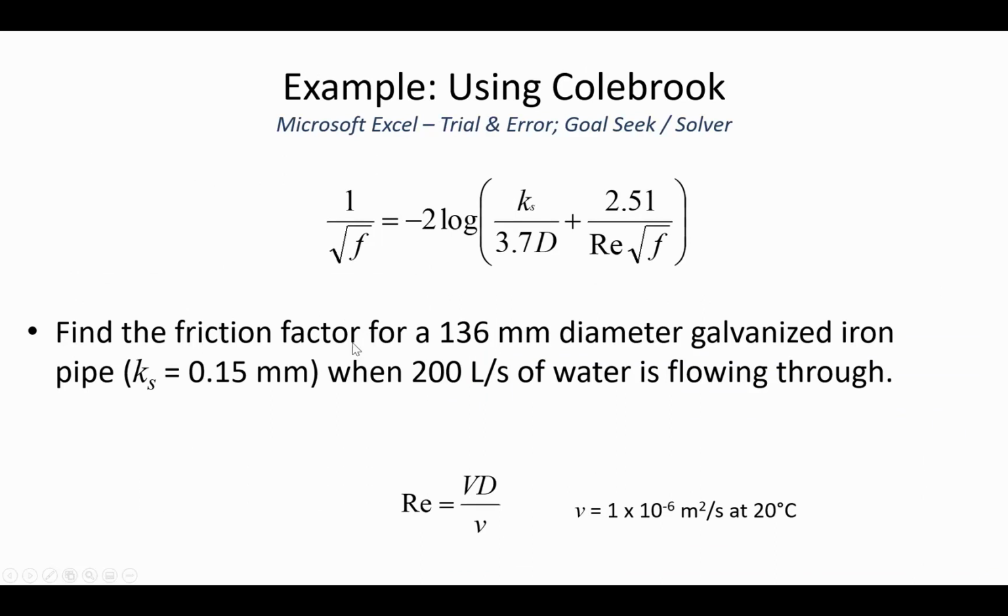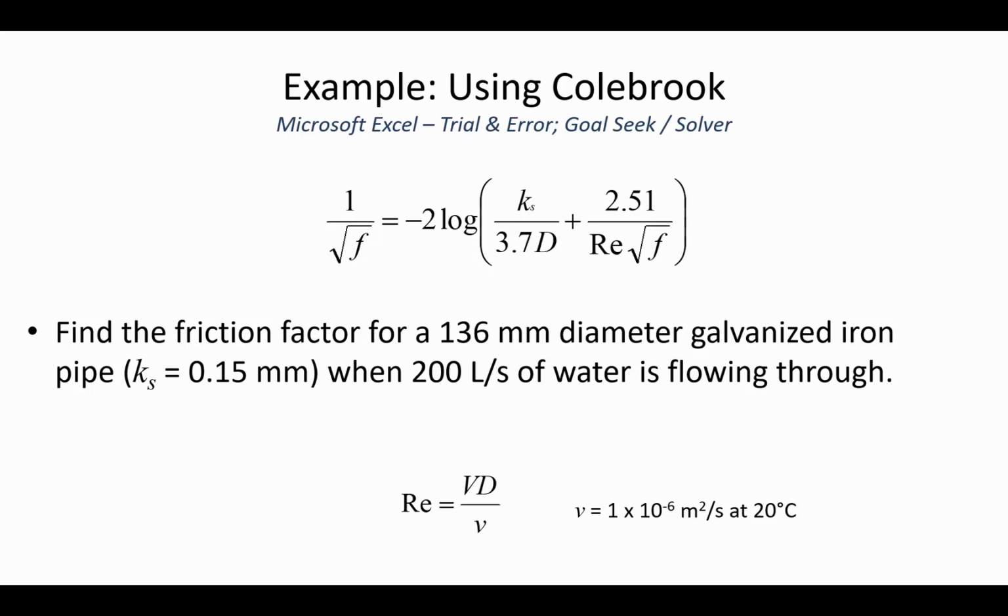So just as an example of how to solve the Colebrook equation, let's try doing this with Microsoft Excel. Let's say that we have a galvanized iron pipe, and so for galvanized iron, we could go to the table and find the roughness for it, the 0.15, and then divide that by the diameter. And the flow velocity is going to be determined by the flow rate of 200 liters per second and then the diameter of the pipe.